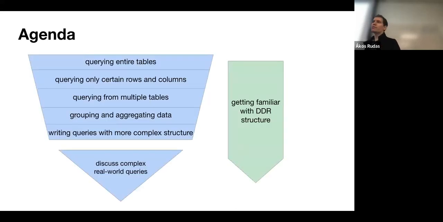First, we are going to query entire tables from the database. Then we are going to limit our queries to certain columns and rows. Then we are going to write queries which will operate on multiple different tables, pulling different sorts of data together. We are going to form groups in the data set, and we are going to look at some aggregation strategies. We are going to write more complex queries with more complex structures. And I think by the end of this course, we are going to get to discussing real-world complex queries.